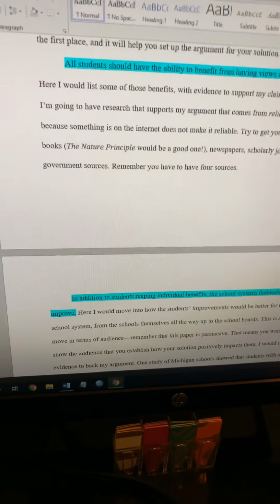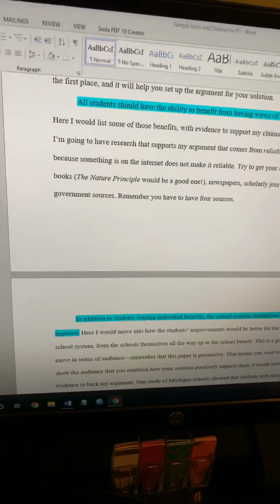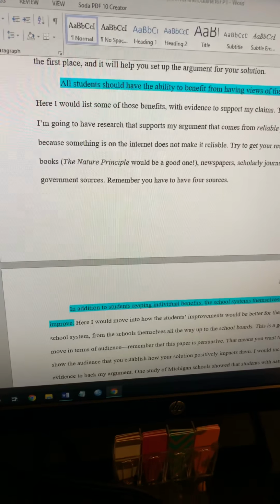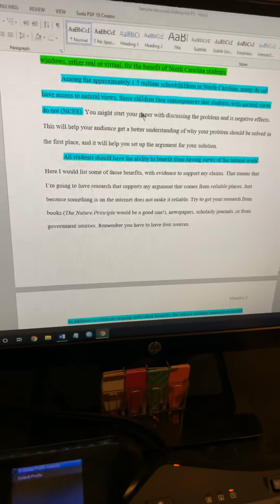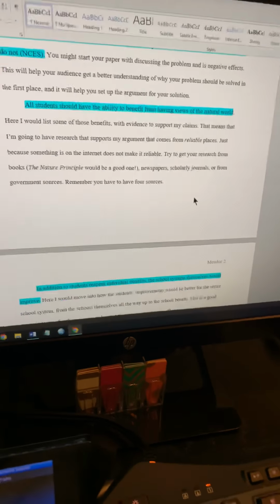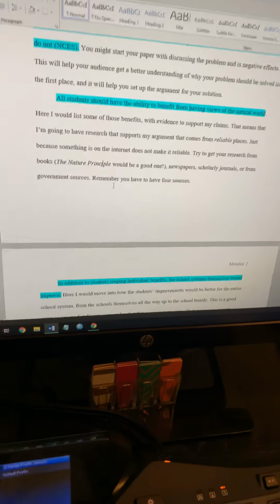The government source that I used, I basically just Googled North Carolina Department of Education or something of that nature, and found a website and used that to get my statistic about the 1.5 million students. So that's my advice for you guys: start with The Nature Principle.